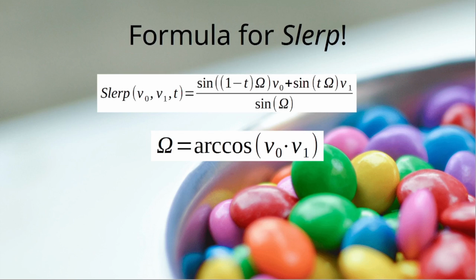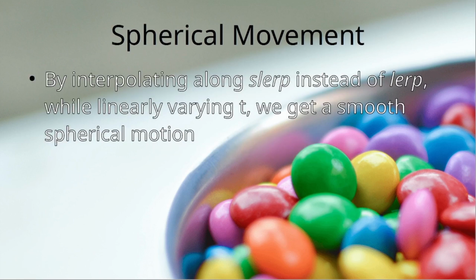If you interpolate along this equation between v0 and v1 with t being what increments, you will have a perfect arc. The reason for that is it is ultimately following the formula of the sphere, what describes its surface. So by interpolating along slerp instead of lerp, while linearly varying t, there's no reason we have to change t, that would just change the speed of the interpolation. We get a smooth spherical motion, like you saw in my demo program.